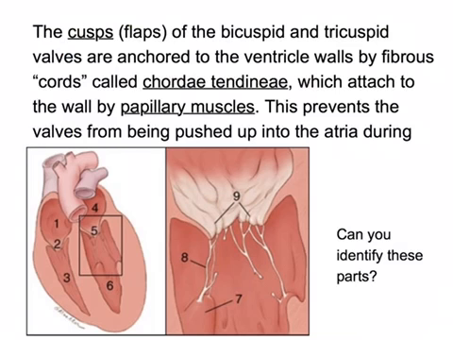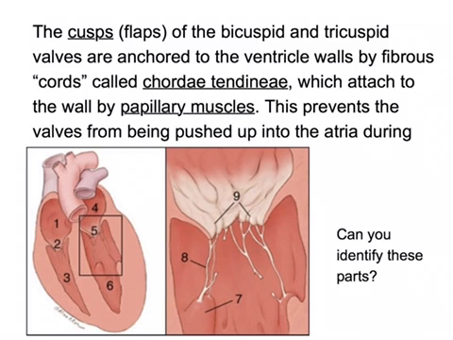So the cusps or the flaps of the bicuspid and tricuspid valves are anchored to the ventricle walls by these cords called the chordae tendineae, which are attached to the wall by papillary muscles. This prevents the valves from being pushed up into the atria. So these things basically secure them down.